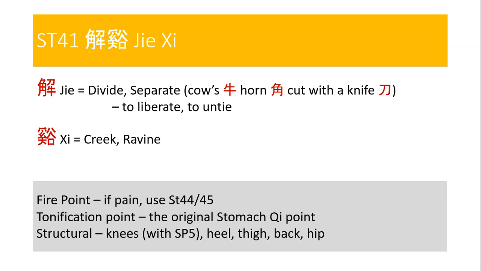But the main thing that I use stomach 41 for is structural. So it is the best point for knees. No matter where in the knee, it's going to do a great job for the knee in all likelihood, usually combined with spleen 5. And of course, they're very close. Same side as the knee problem. It can be used for heel problems, for thigh problems, for back problems, for hip problems.